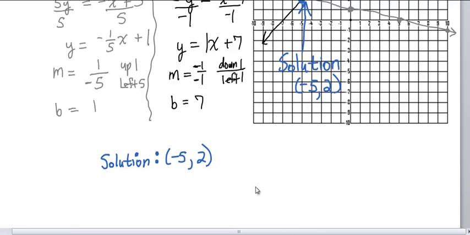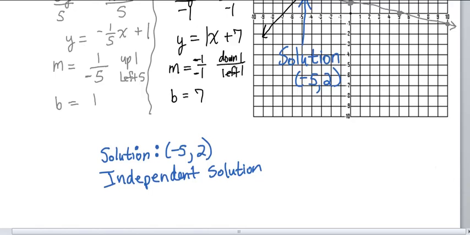So when we have a system like this that has one solution, the solution is where they intersect. We call this type of system independent. The equations in this system are independent. That's just a vocabulary term for something that happens like this. Let's look at another example.